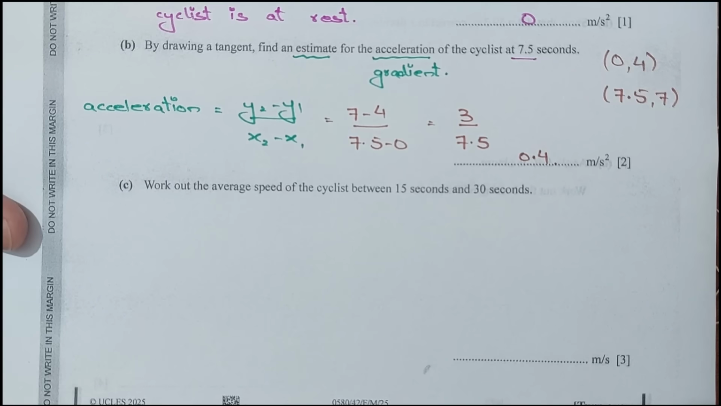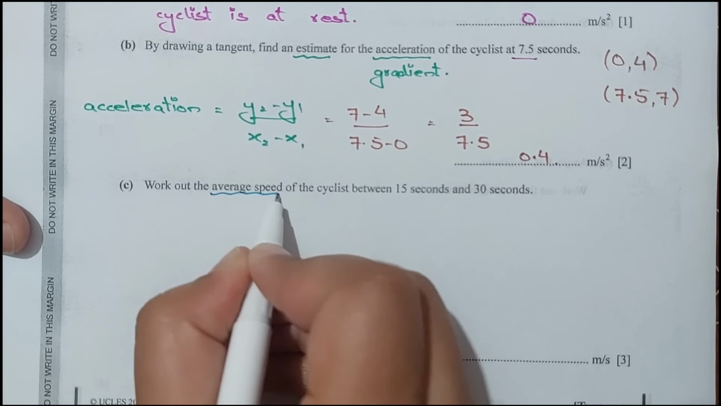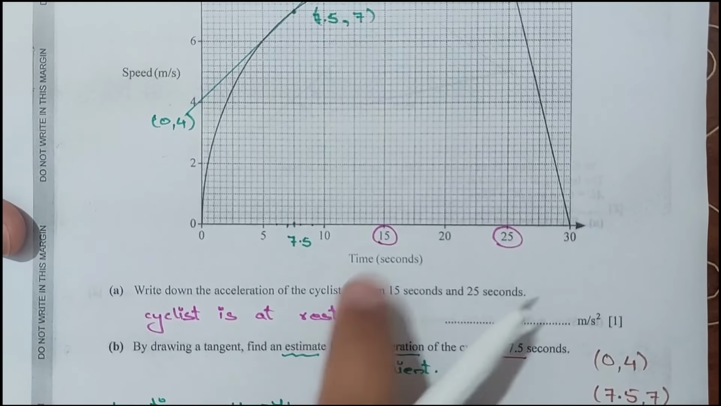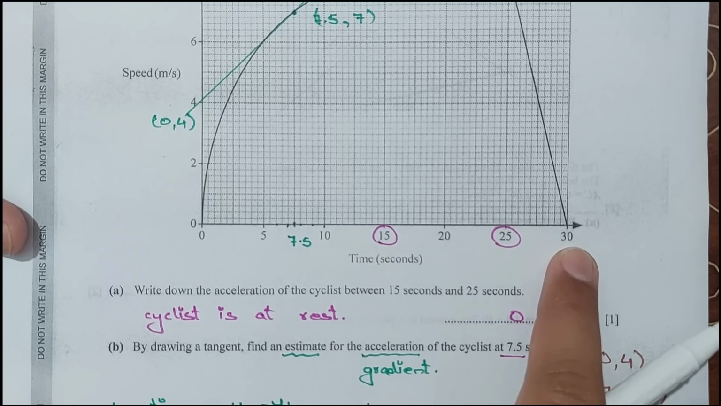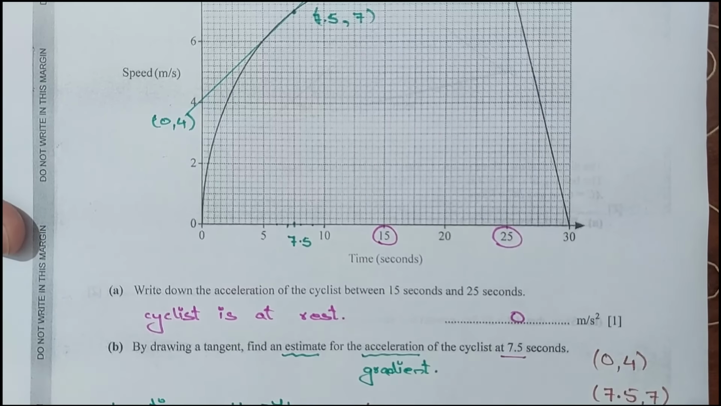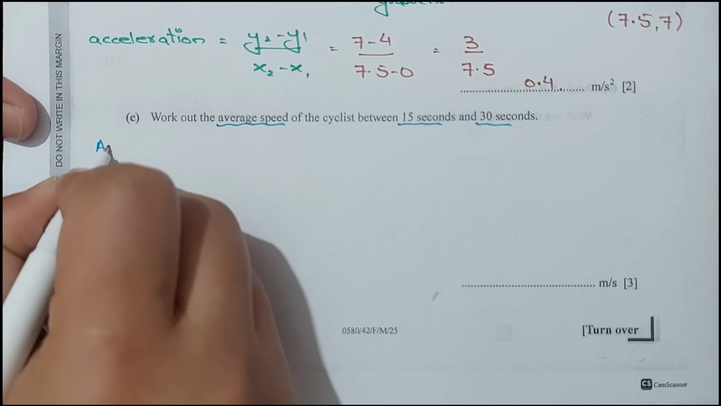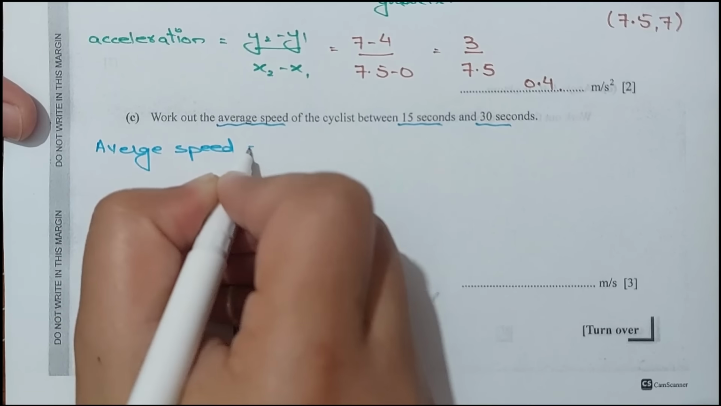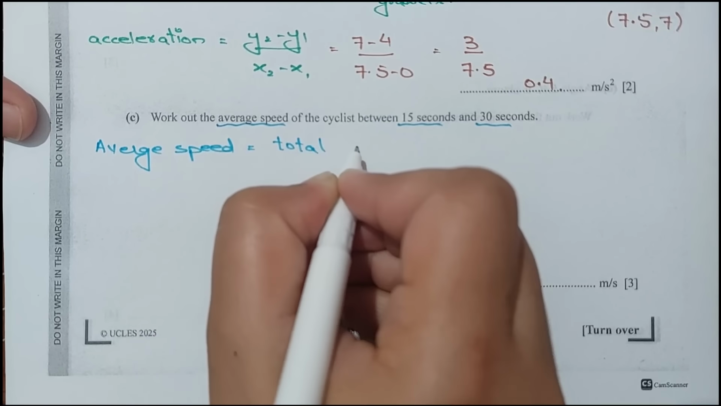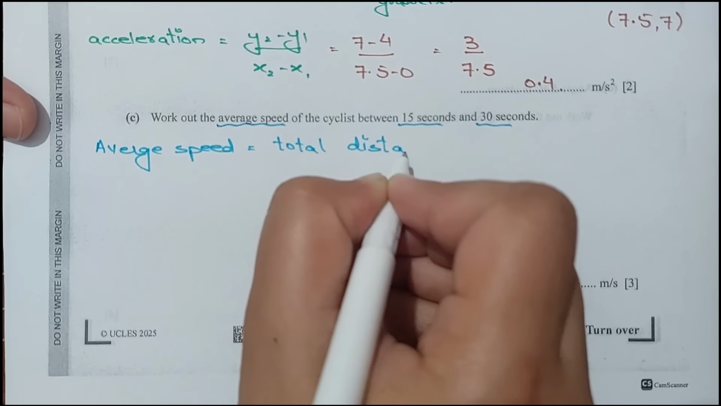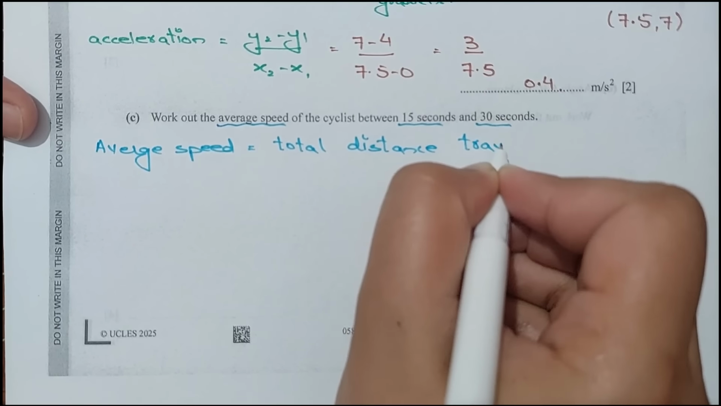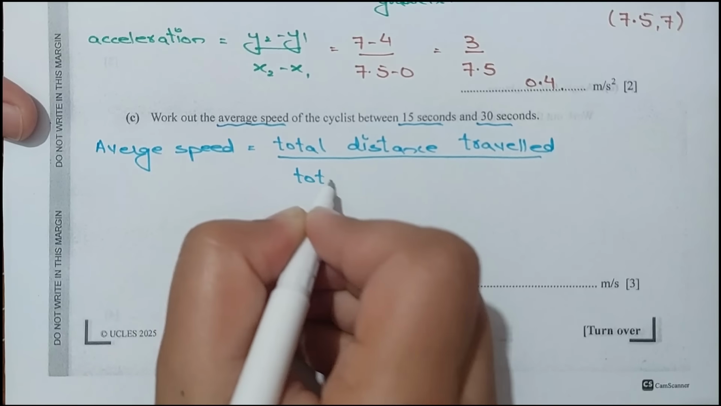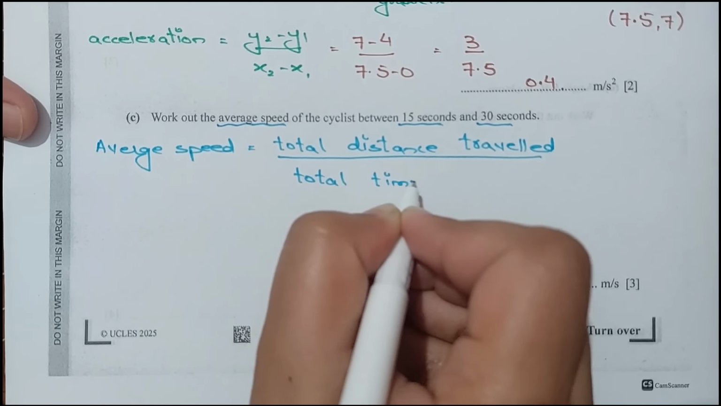Now for part C, we have to work out the average speed of the cyclist between 15 seconds and 30 seconds. Here is 15 seconds and here is 30 seconds. So we know that average speed is total distance traveled over total time taken.